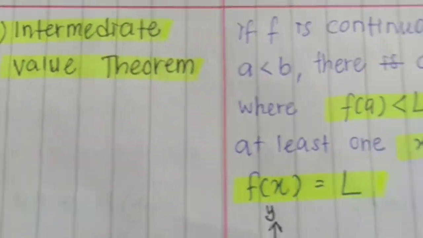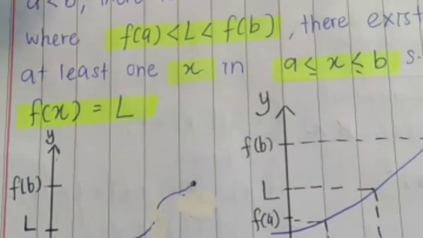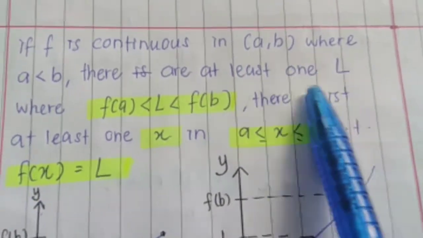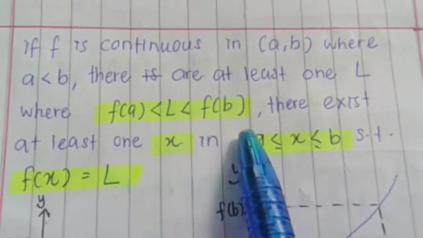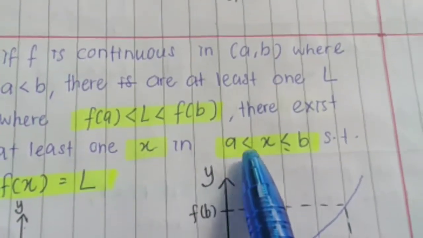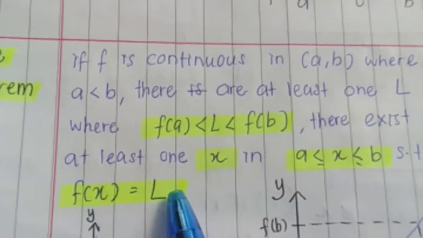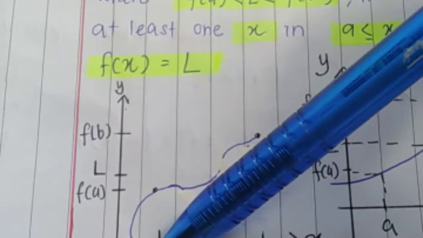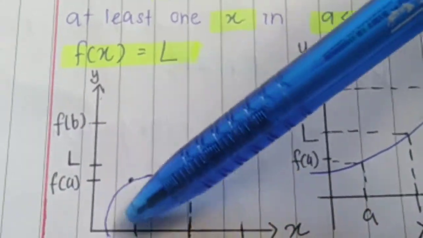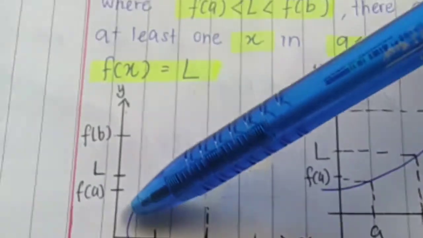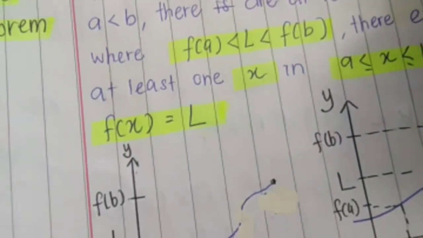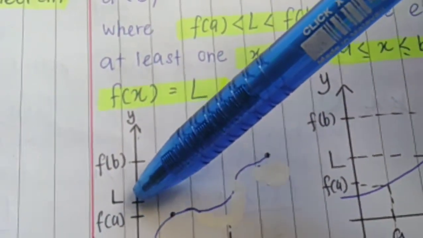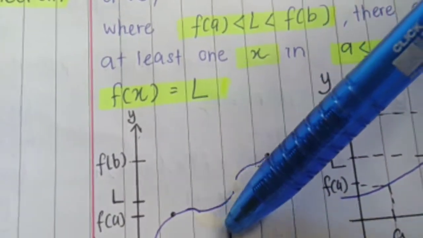The intermediate value theorem states that if f is a continuous function on [a, b] where a is less than b, and L is between f(a) and f(b), then there is at least one x between a and b such that f(x) equals L. So I provide two examples here. The first one: a is here and b is here, a less than b, and we have f(a) here and f(b) here. So we have this graph, and we choose one L between f(b) and f(a), just like the condition here. So L is equal to f(x).